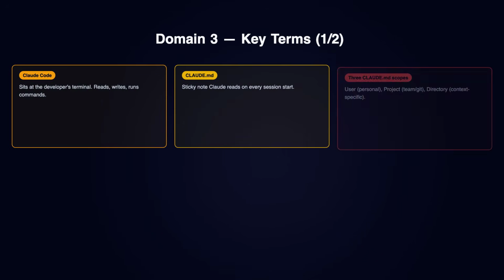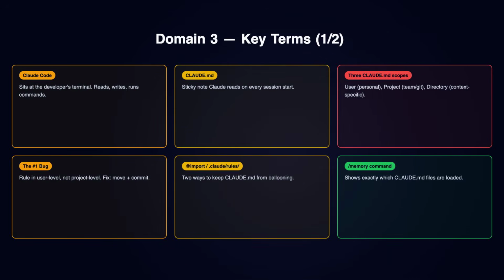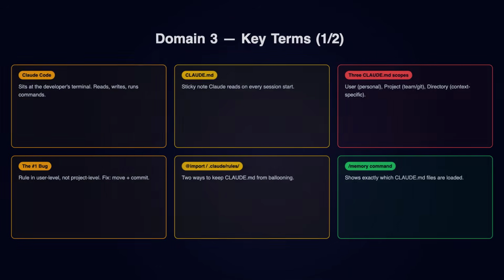Let's recap the key terms for Domain 3. Claude Code, the tool at your terminal, reading files, editing code, running commands. CLAUDE.md, the sticky note Claude reads on every session start. 3 scopes: user level personal, project level team, shared via Git, directory level. The number 1 bug: a rule in user level instead of project level. Move it and commit.